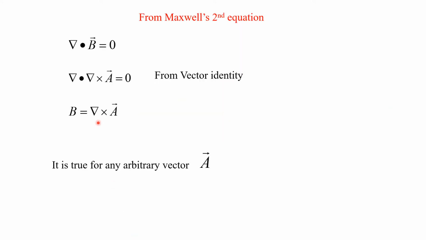Now we will see about the auxiliary parameter. From Maxwell's second equation, divergence of B is equal to 0. We know from vector identity, divergence of a curl of any vector is equal to 0. Here also we can realize divergence B is equal to 0, which is valid for any value of B. That is an important point. Similarly, here, this is valid for any value of vector A, vector potential. So it is valid for any vector potential. So comparing these two equations, we will know that B is equal to curl A, where A is the vector potential. And also, it is true for any arbitrary vector. So this A is called auxiliary parameter.